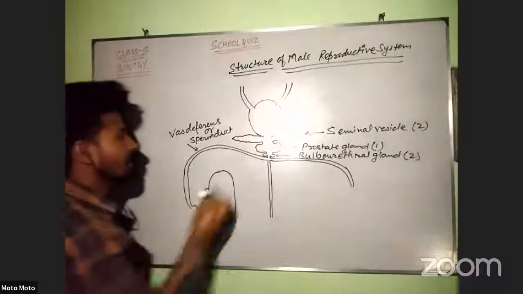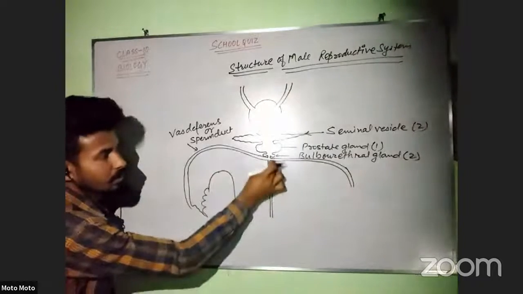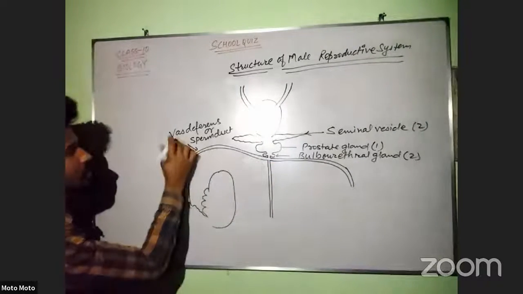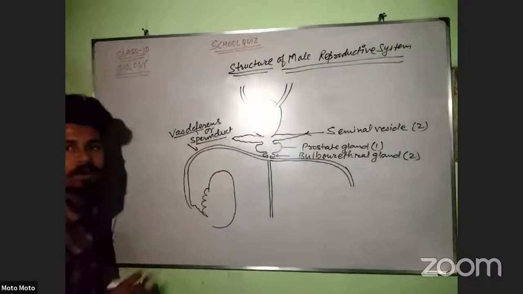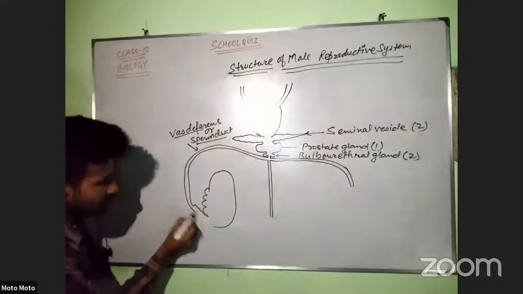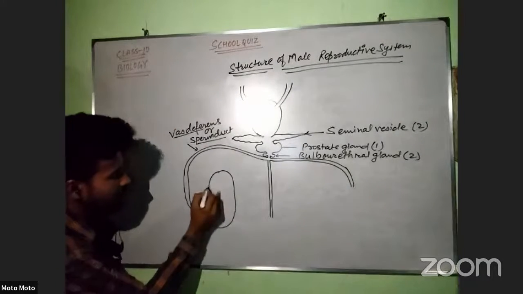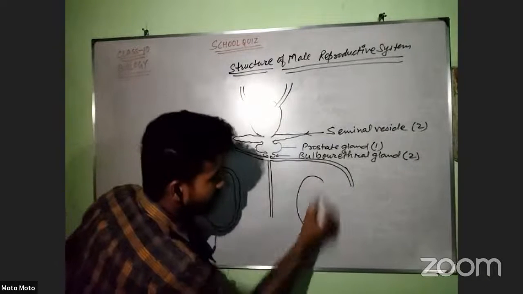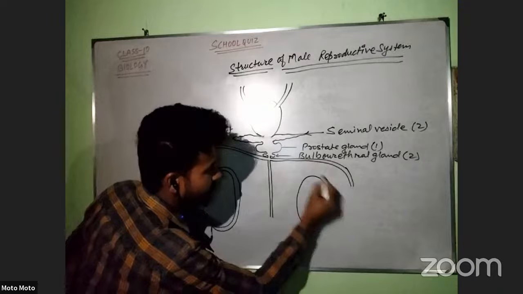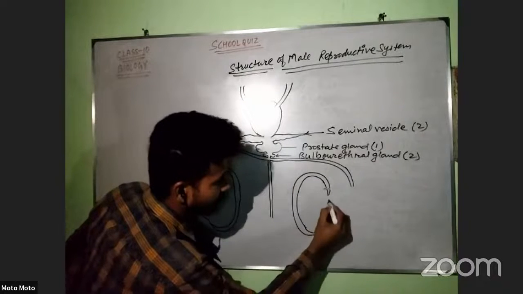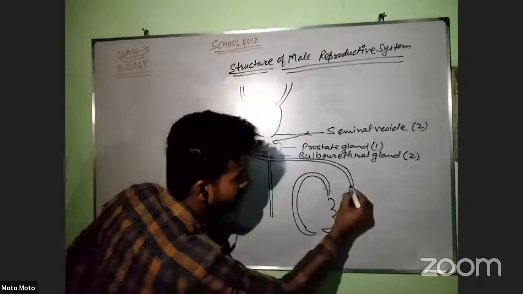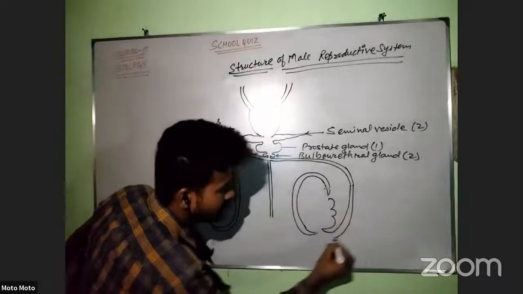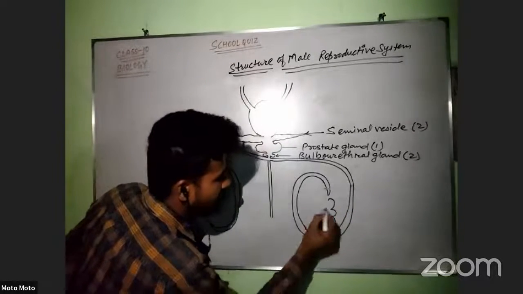Okay, so this duct is joined into the urethra, and this duct is called the vas deferens or sperm duct, right? We can conclude this diagram here. We can finish this side in the same way. After that we will be talking further.